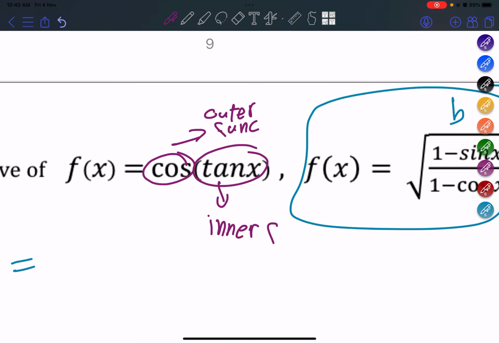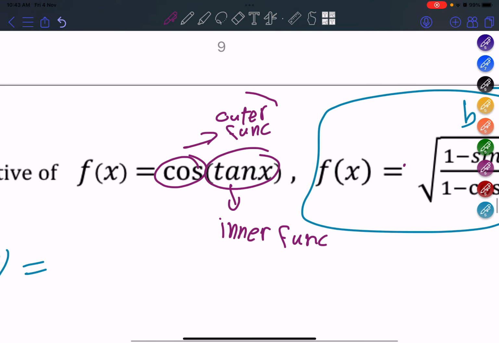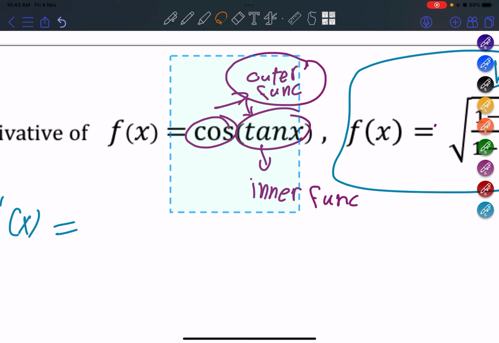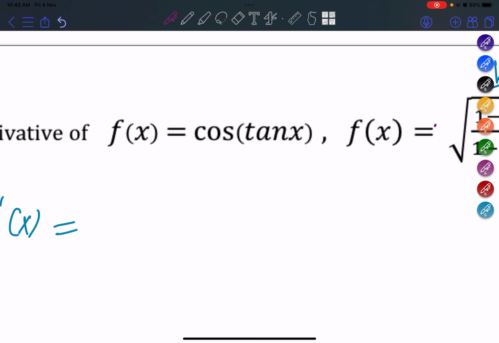Okay? Inner function. So basically in the chain rule, we will first find the derivative of the outer function times the derivative of the inner function. Okay, so that being said, let's start solving question 17a.